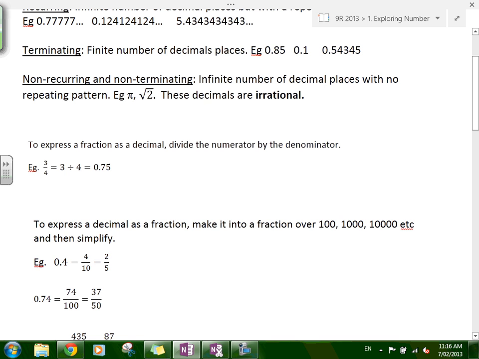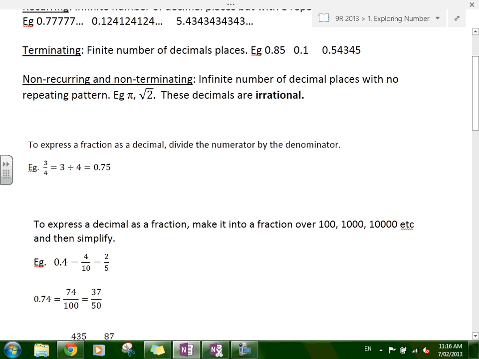To express a decimal as a fraction, you look at where it holds its place value. Is it tenths that it finishes, hundredths, thousandths, ten-thousandths, etc. You just put it as a fraction over that. So for example, 0.4 as a fraction: the 4 holds the tenths value, so 4 tenths, 4 over 10, which you simplify to 2 over 5. And 0.74 is 74 over 100, which simplifies to 37 over 50.